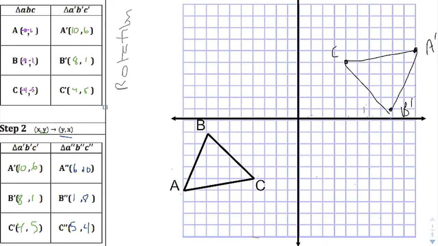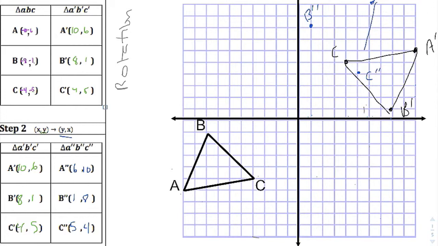So we got 1, 2, 3, 4, 6, and then all the way up here to 10, and that'll be my new A prime. We have 1, 8. That'll be my B, and this should be double prime actually. And then C is going to be 5, 4. So 1, 2, 3, 4, 5, 1, 2, 3, 4. And then my C double prime.